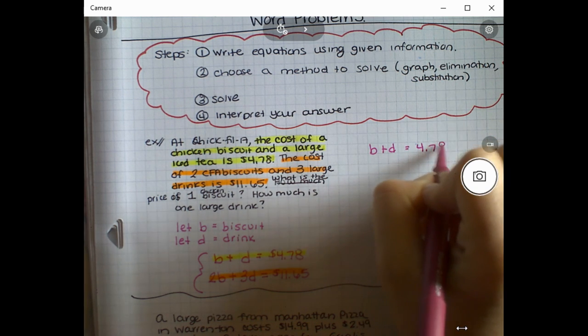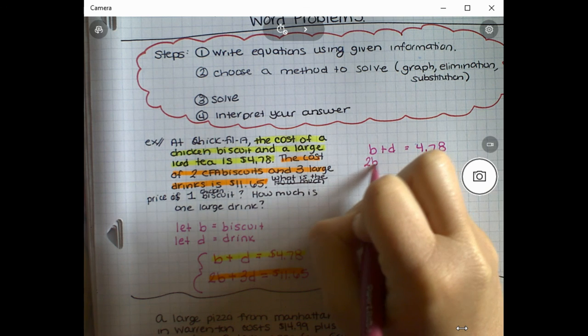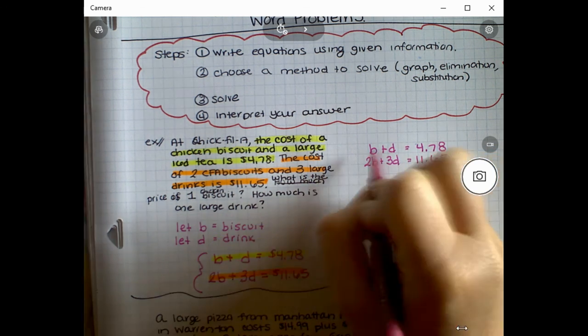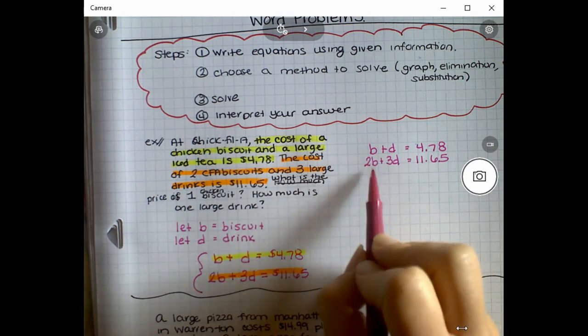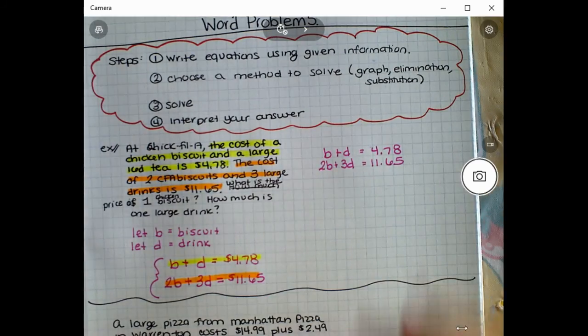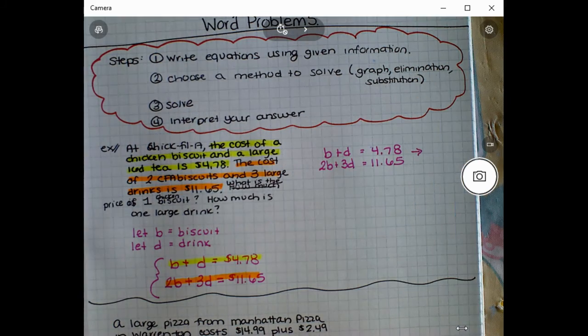So when we do elimination, what we do is we stack the problems. Okay? And then we see, can we just add them together and get rid of one of the variables? And the answer is no, we can't. We're going to have to do something.